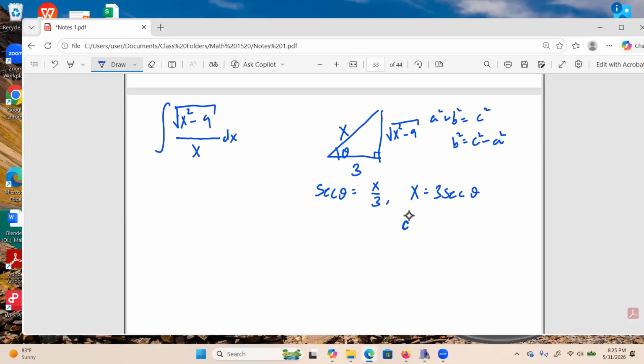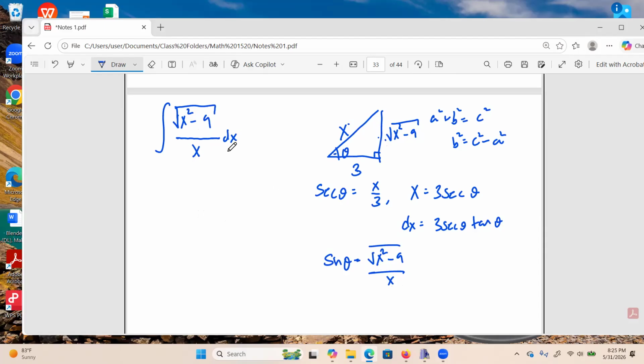Let's see here. We have a dx. We have to go ahead and remember what the derivative of secant is. We have 3 secant theta tangent theta, right? That's how that works. And then we'll be able to say what's going on next. All right. So as I'm looking at my little problem here, we have our square root of x squared minus 9 over x. That square root of x squared minus 9, that's my opposite side. My x is my hypotenuse. So that's just going to be a sine. Okay, so we go ahead and just say sine of theta is equal to the square root of x squared minus 9 all over x.